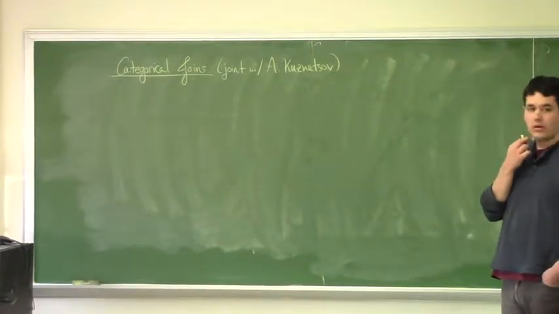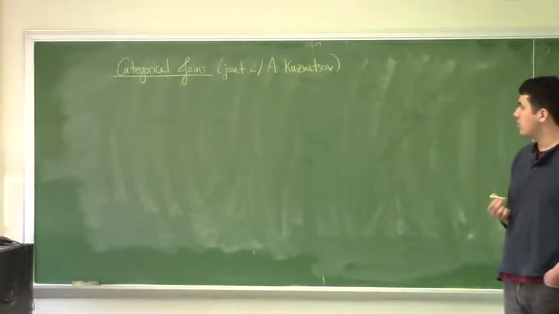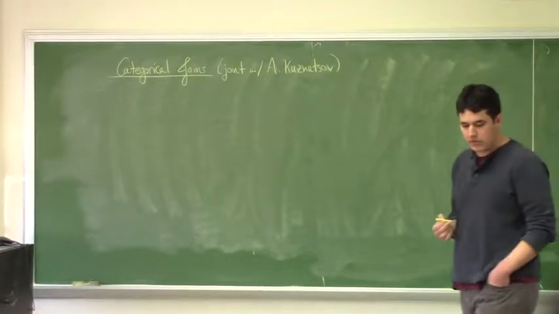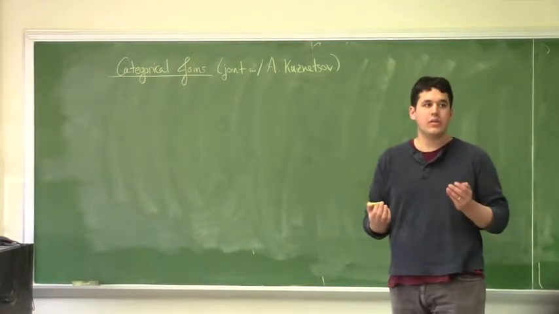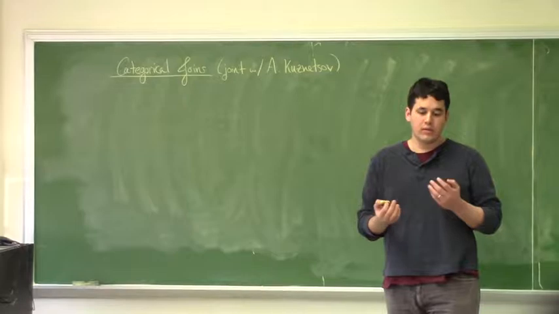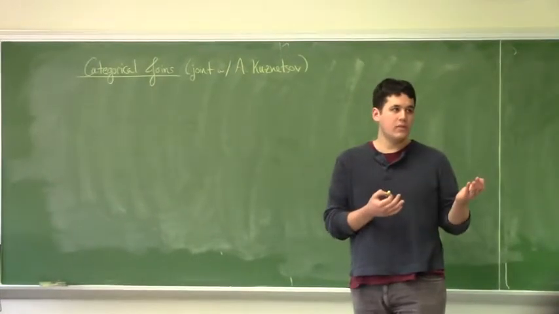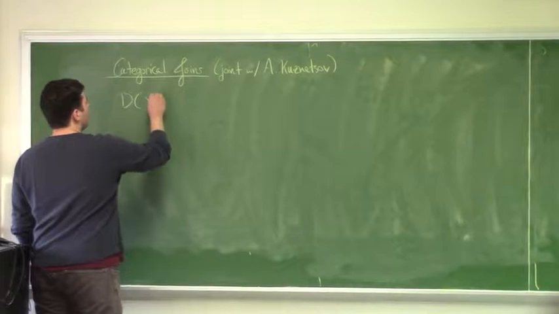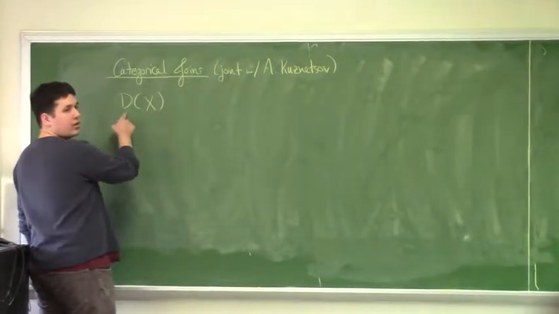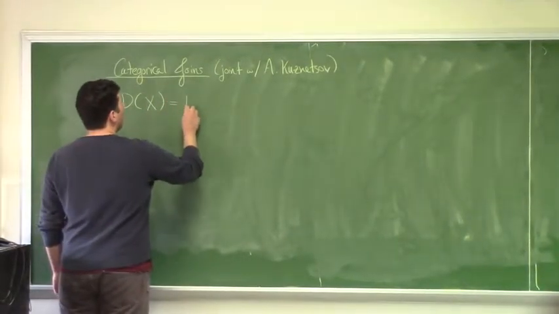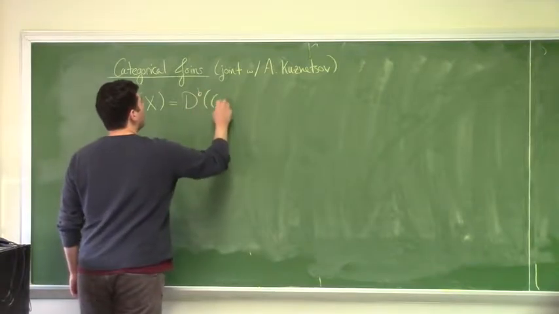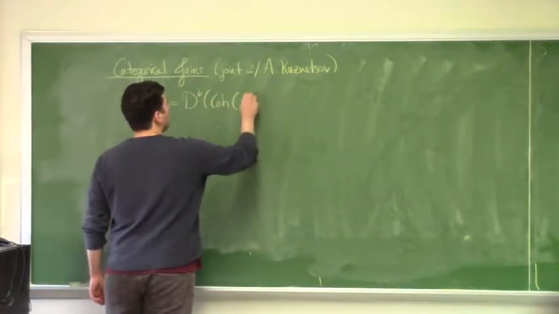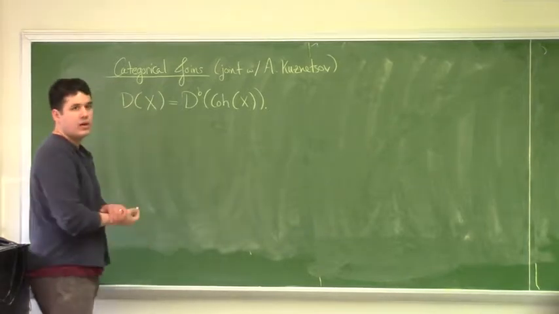So I'll talk about something called categorical joins, which is some joint work with Alexander Kuznetsov. So basically the goal of the talk is to explain some relationship between projective geometry of algebraic varieties and derived categories. So let me just give some background. So in the talk, for a variety X, I'll write D(X) for the bounded derived category of coherent sheaves on X.